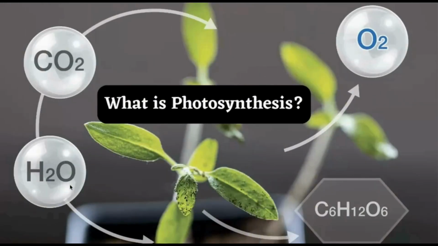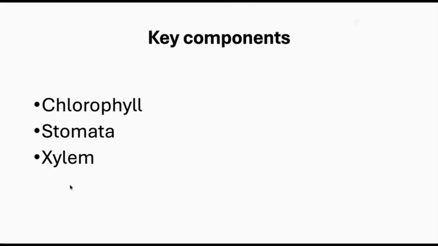Now, let us learn in detail about photosynthesis. Key components required for photosynthesis are chlorophyll pigment, stomata and xylem. Let us learn one by one.